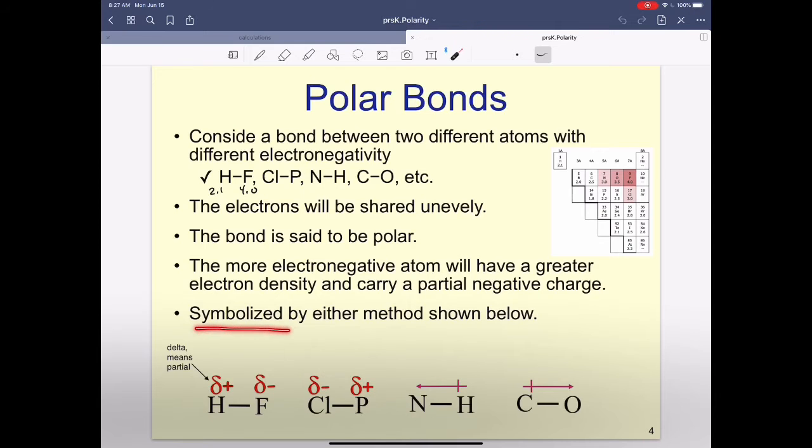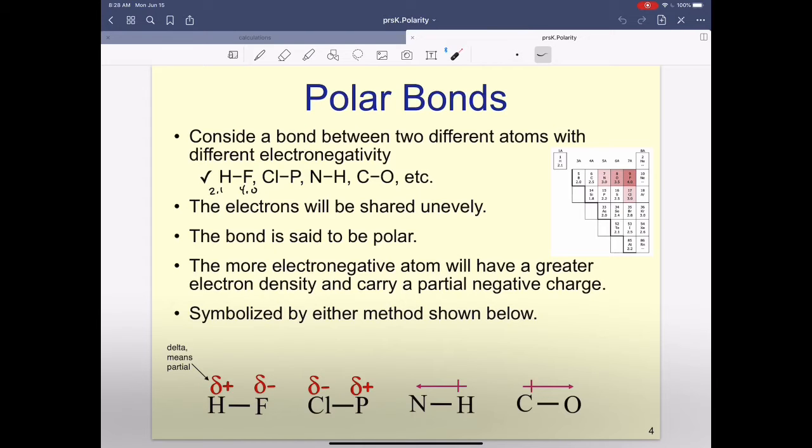We symbolize polarity by two different methods typically. One way is to use the Greek alphabet delta, lowercase d. You're more used to capital D, in which we add signs to represent partially positive and partially negative, to distinguish from an ionic compound in which we have a full positive or full negative.